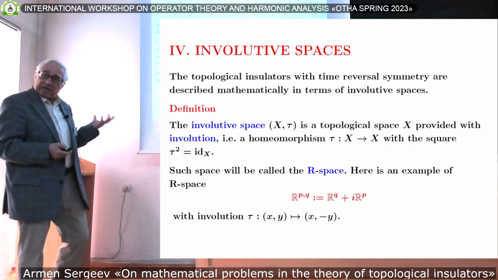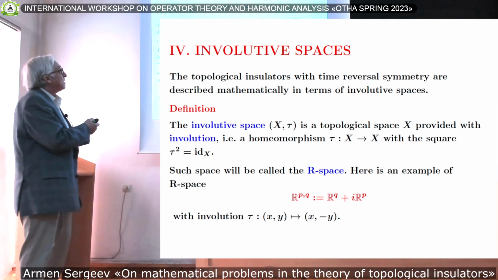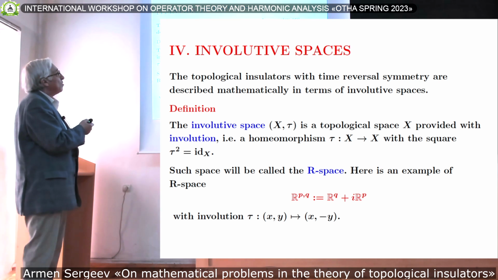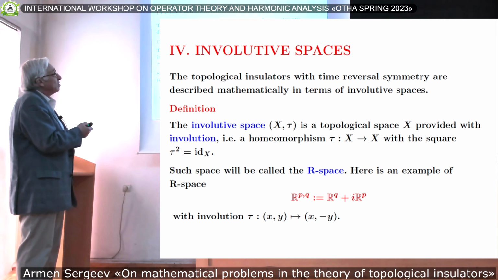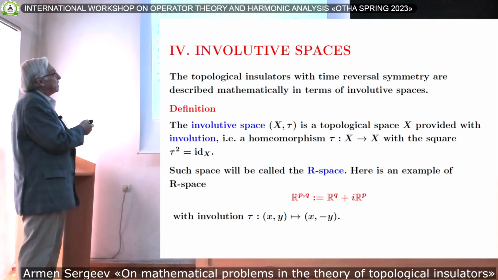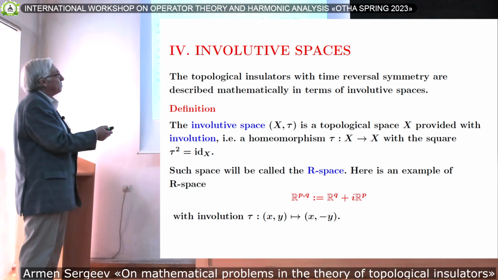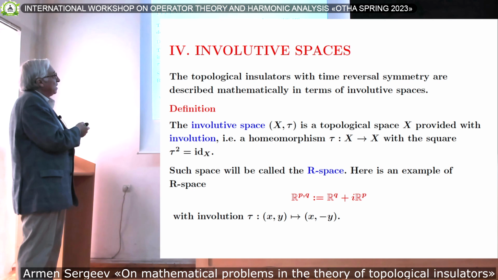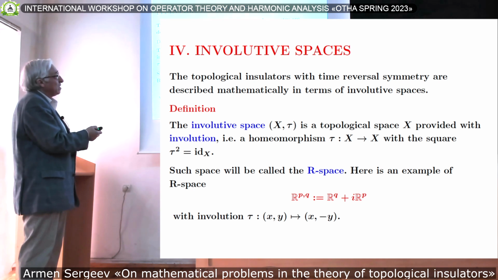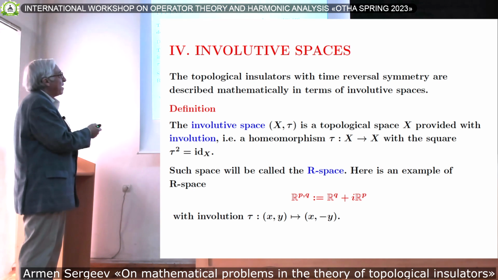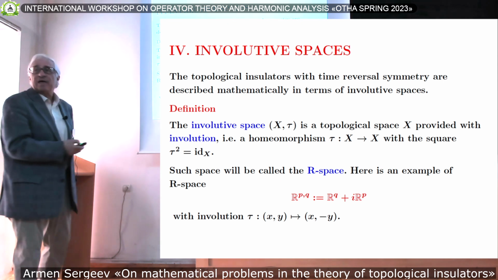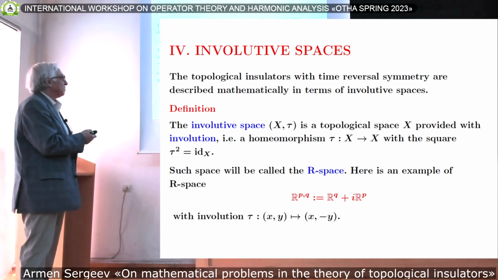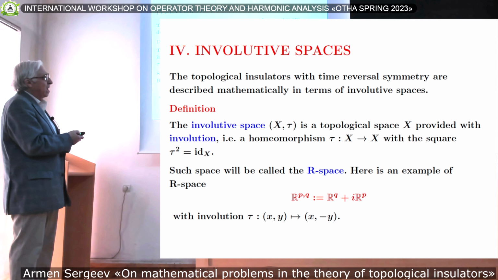Now, what is the mathematical meaning of all that? The mathematical meaning is given by the notion of involutive spaces. Topological insulators with time reversal symmetry are described mathematically in terms of involutive spaces. Definition. An involutive space (X, τ) is a topological space X provided with an involution. That is a homeomorphism τ of X with square equal to identity. This is an involution. Such a space will be called an R space.